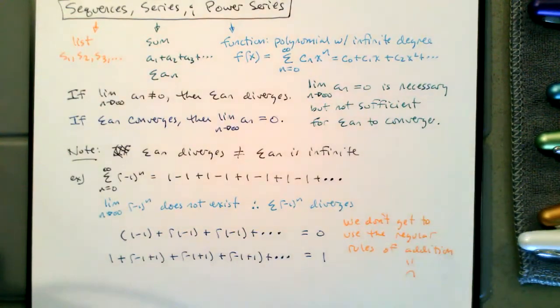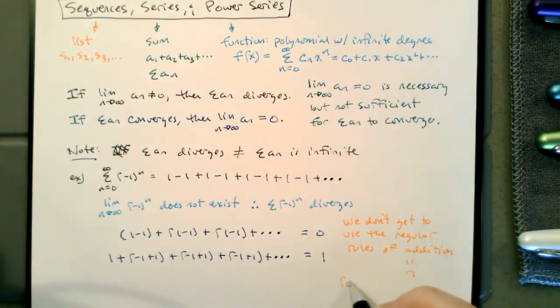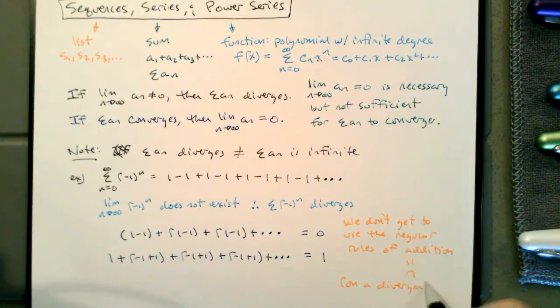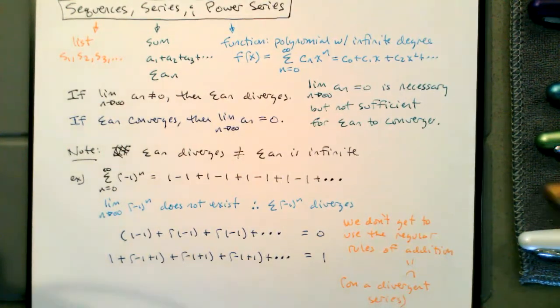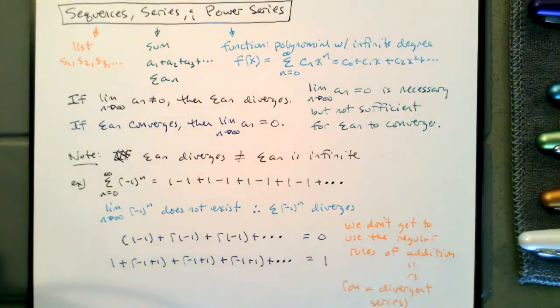We do not get to use the regular rules of addition, associative property, commutative property, on a divergent series. Sometimes this is presented as an argument that 0 is equal to 1. If your conclusion is that 0 is equal to 1, then your argument on its face is faulty. That's just a fact. 0 is not equal to 1.